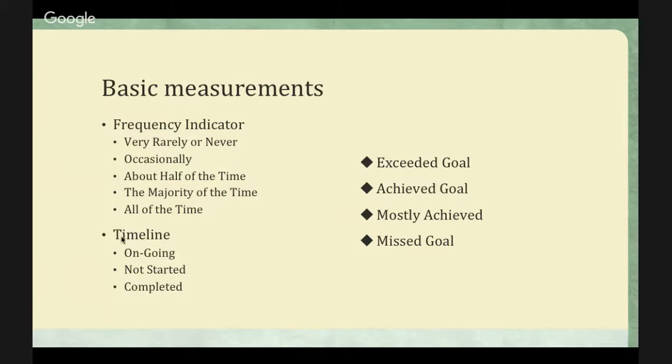A lot of times we see chapters do a timeline for each goal. They will specifically put the goal and then whether it's ongoing, they haven't started it, they've completed it. A lot of times the best way to do it is, did we exceed this goal? Did we achieve this goal? Did we mostly achieve it? Or did we miss the goal?